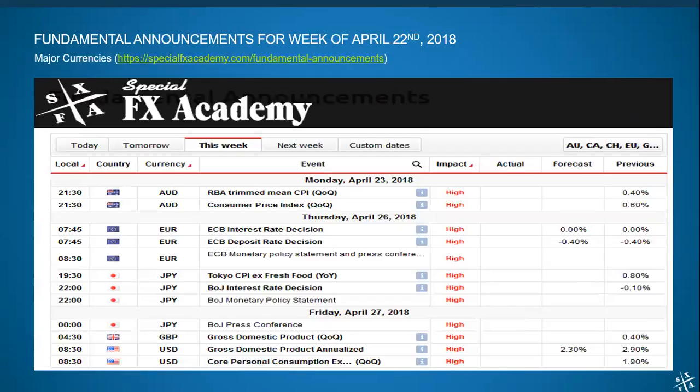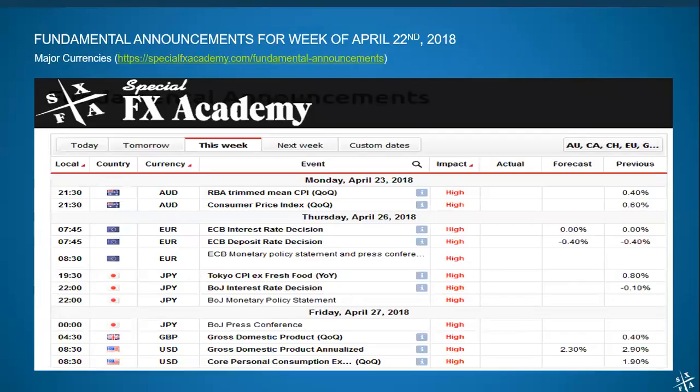Then they have the monetary policy statement happening at the same time as the interest rate decision. And 2 hours later, they will have a press conference where Kuroda-san, the governor of the Bank of Japan, will tell people what his guidance is going to be for the next period. Last but not least, now we're into Friday since that was at midnight.